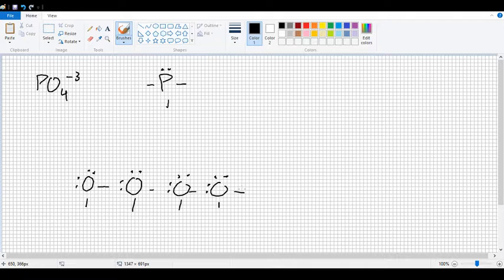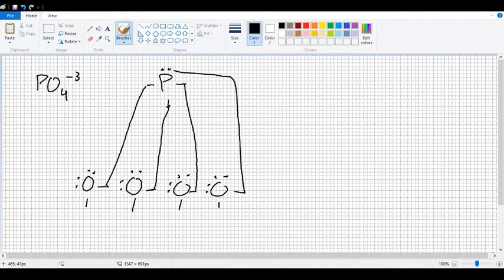Alright, so now we're going to already see some big issues here. Phosphorus only has 5 electrons, and the oxygens altogether are going to want 8. So let's do single bonds between the oxygens and the phosphorus. Let's do that, and then this oxygen on the end wants 2 bonds. Phosphorus still has 2 electrons to give, so let's just go ahead and do that right off the bat.